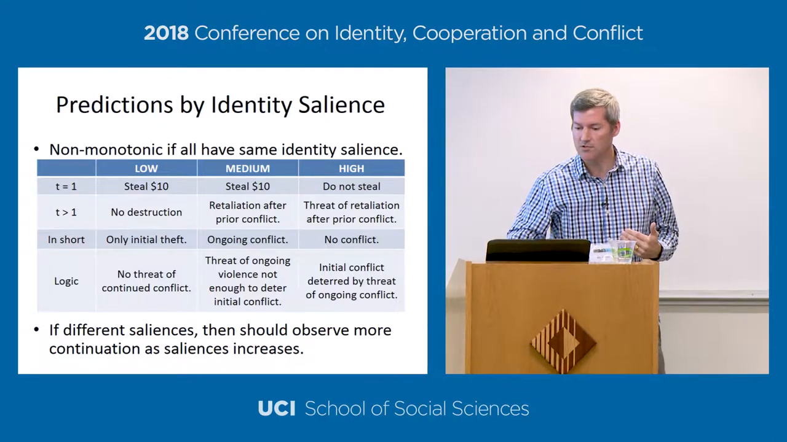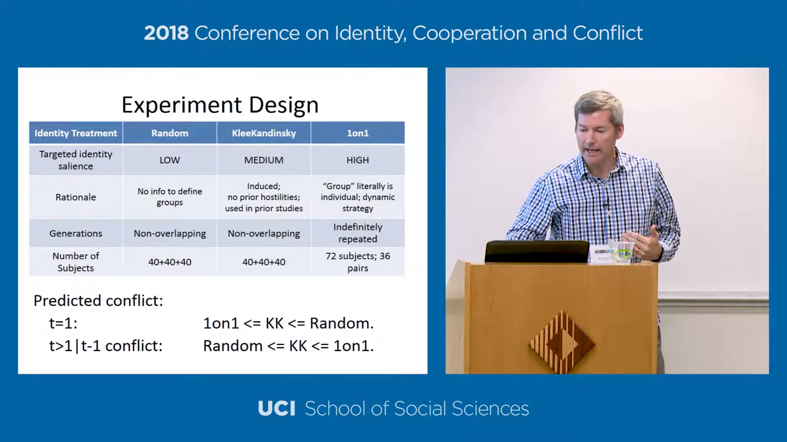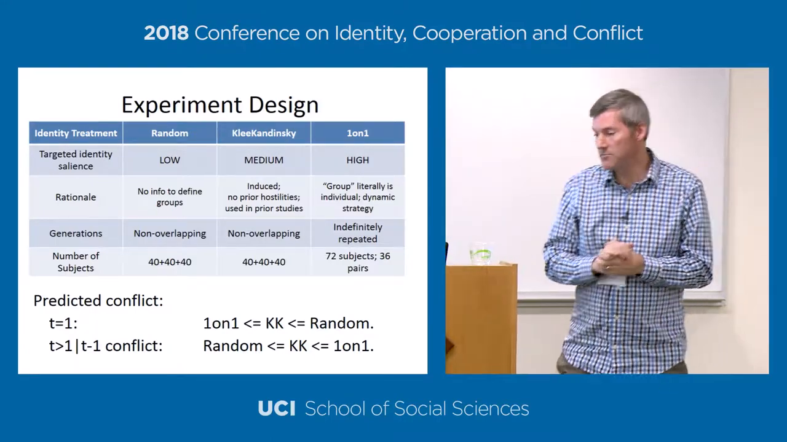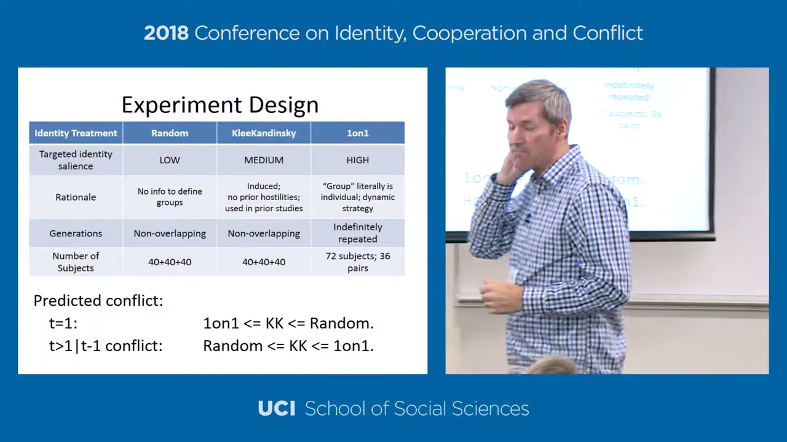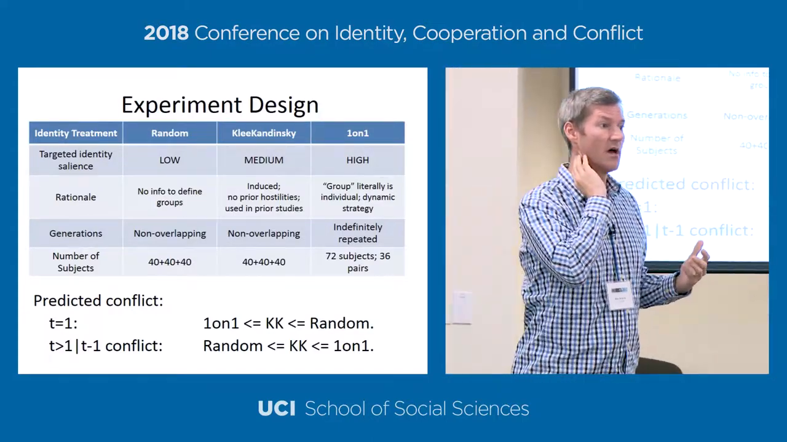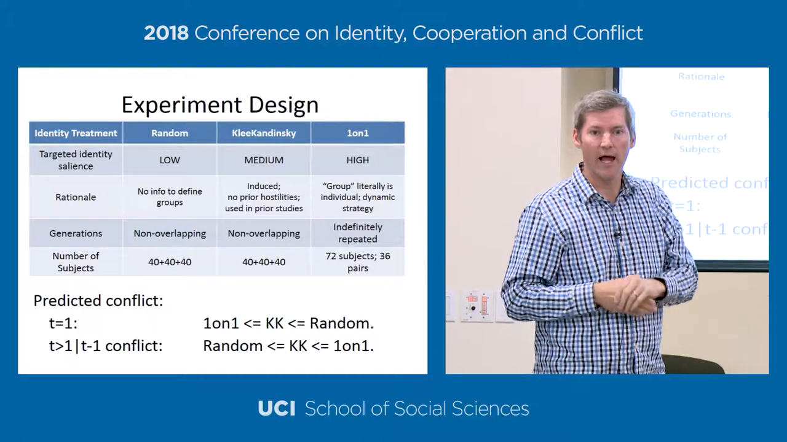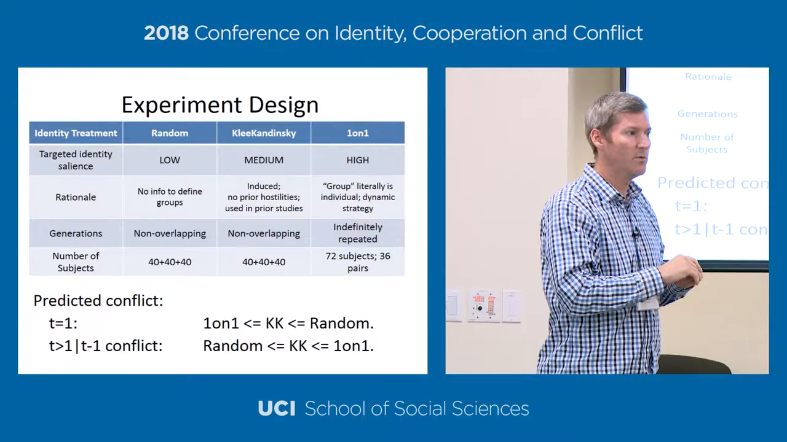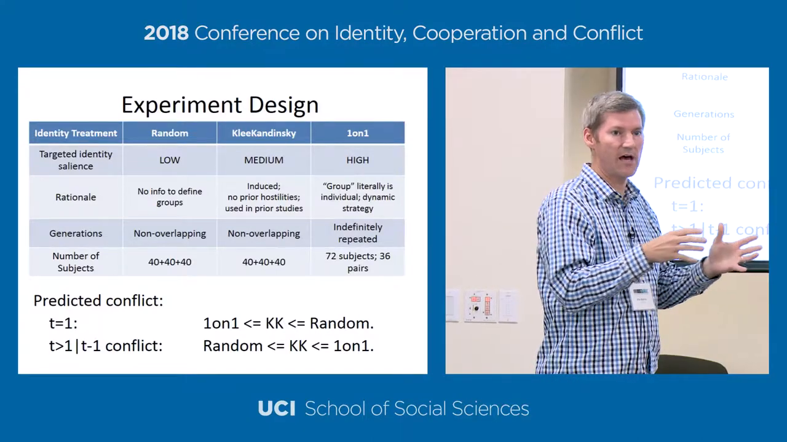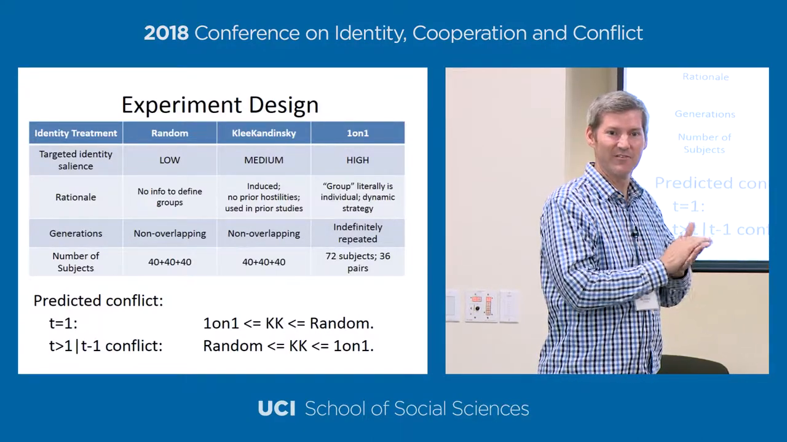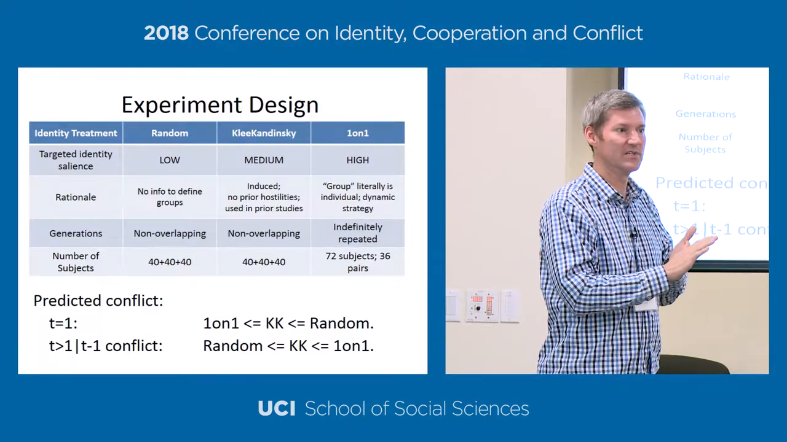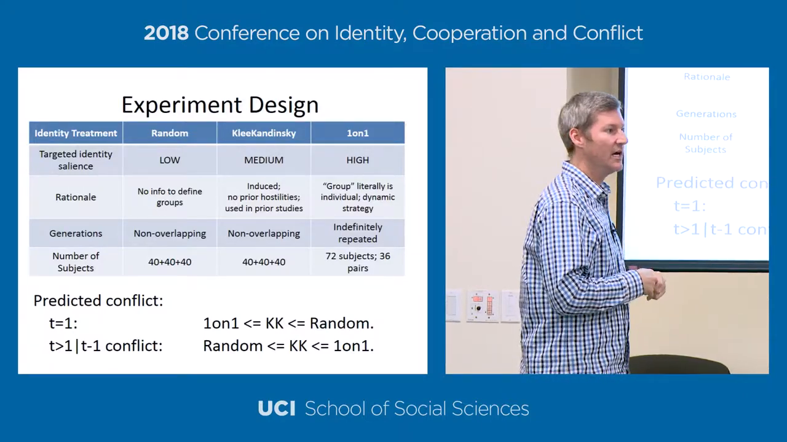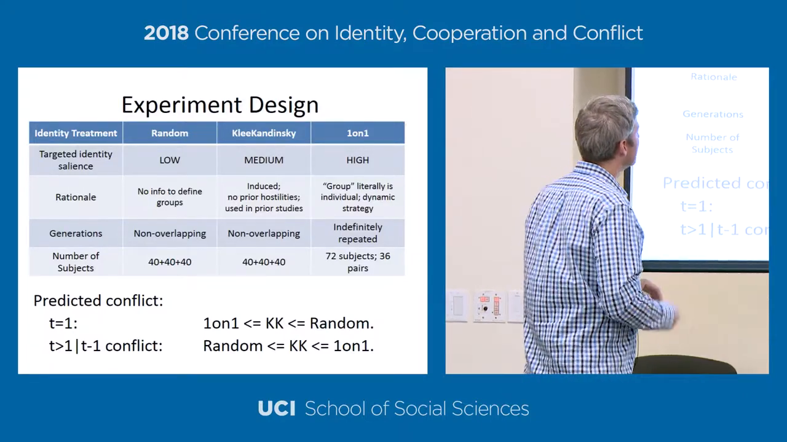Okay, so we want to construct an experiment. What we're going to do is construct an experiment with three treatments to try to mimic these different levels, the low, the medium, and the high. We took a leap of faith here because we don't have a natural metric for constructing an identity salience experimentally. So we just took our best chance, and we're pretty happy with how it happened.